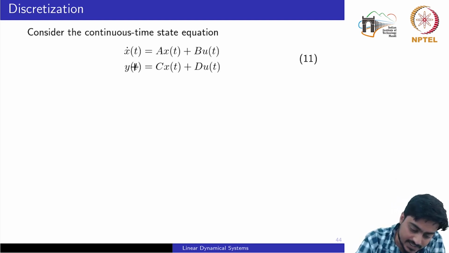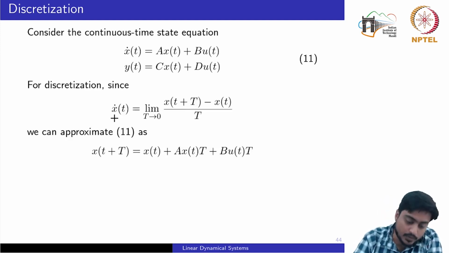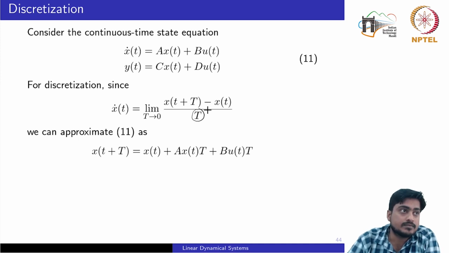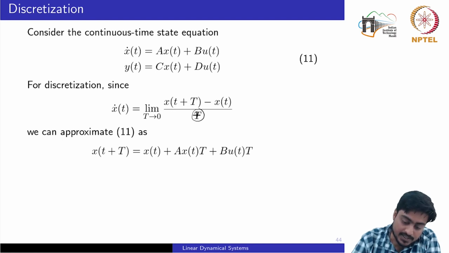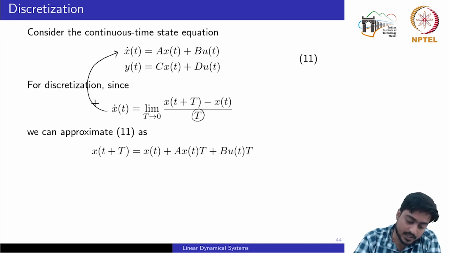Say, for example, given the continuous time system by this part, the straightforward approach for discretization is to approximate x dot t by this part, where capital T is the sample time. We approximate this derivative by x of t plus T minus x of t, divided by T. Whenever this capital T approaches 0, this part would become x dot t. Now if I put this into the equation, I would have x of t plus T equal to x of t plus A x of t times T plus B u of t times T.